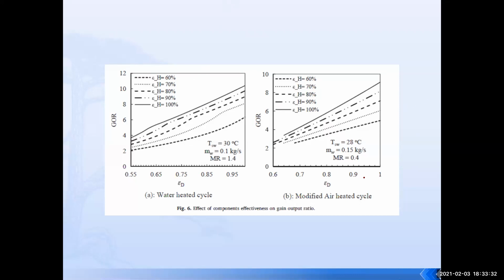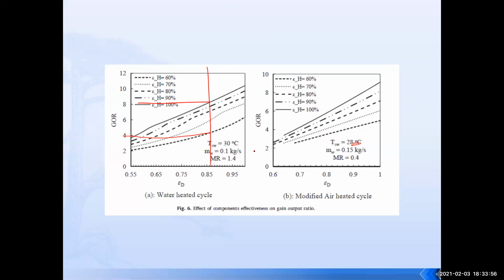and see how much the increase in the GOR would be for a certain humidifier effectiveness. We are going from a value of almost 4 to a value of almost 8. So it can double by just increasing the effectiveness of the humidifier.